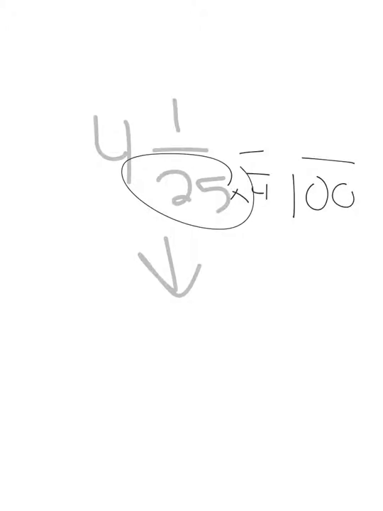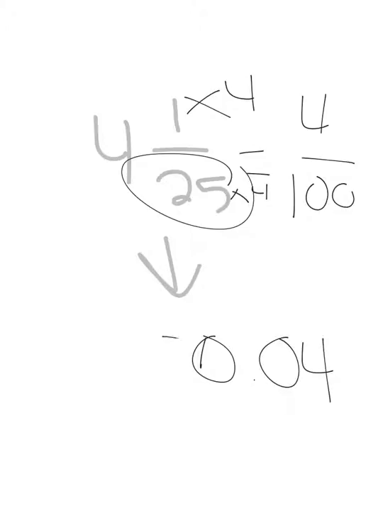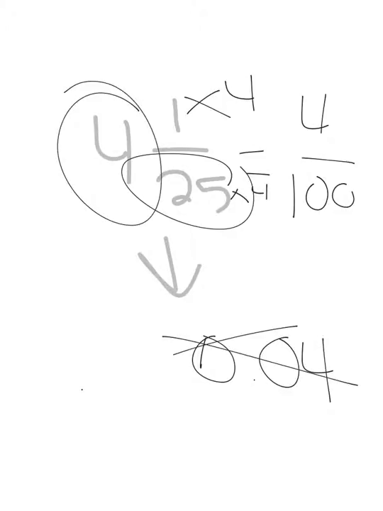I know that 25 times 4 gets me to 100, and so I know that 1 times 4 is 4. So a lot of kids are like, oh, the answer is 4 100ths, but as a reminder, you can't forget about this whole number. So I would have 4 and 4 hundredths, okay?